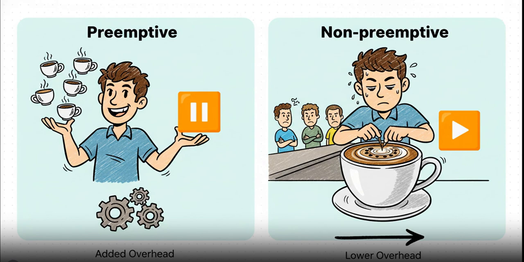And this really gets to the heart of the trade-off, doesn't it? Non-preemptive is simple. It has very low overhead. But a single long process can hold up the entire system. Preemptive, on the other hand, feels way more responsive and fair, but all of that stopping and starting, what we call context switching, adds its own layer of complexity and, well, its own overhead.